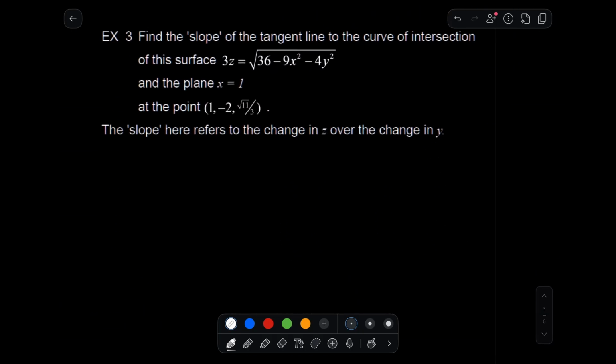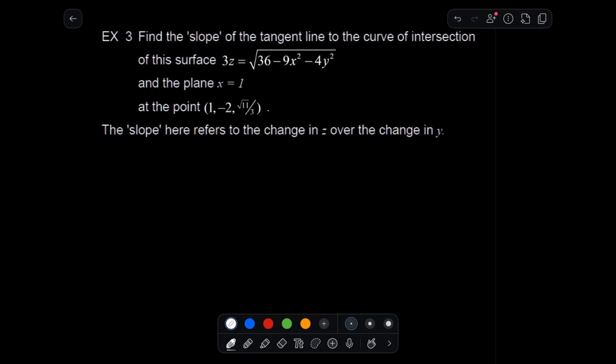In example 3, we have to find the slope of the tangent line to the curve of intersection of this surface, 3z equals 36 minus 9x squared minus 4y squared. And this is the upper half of an ellipsoid. You can check for yourself as one of the quadratic surfaces, but it's kind of easy to identify. And we have to be conscious of the plane, the point, and the surface.